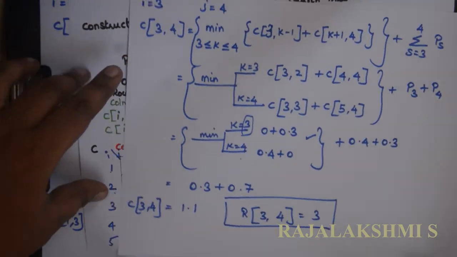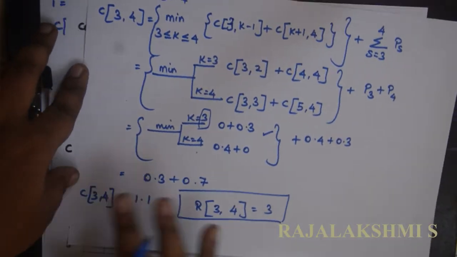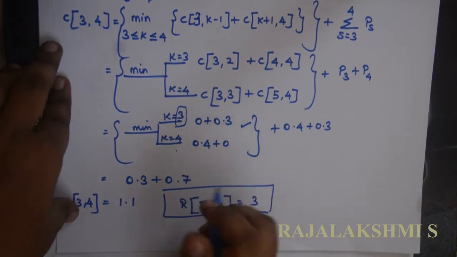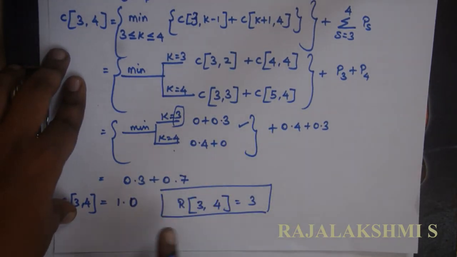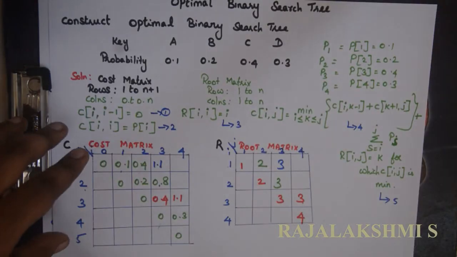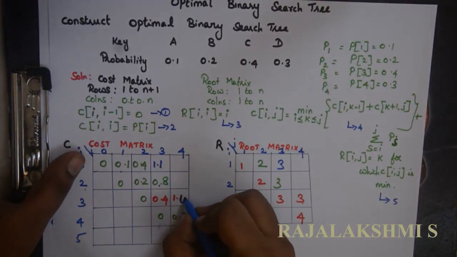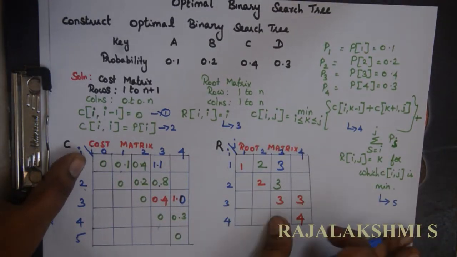So here C of 3 comma 4, while computing C of 3 comma 4 I made a careless mistake that 0.7 plus 0.3 it is 1.0, sorry, 1.0. So I am updating here also, sorry I made a mistake.